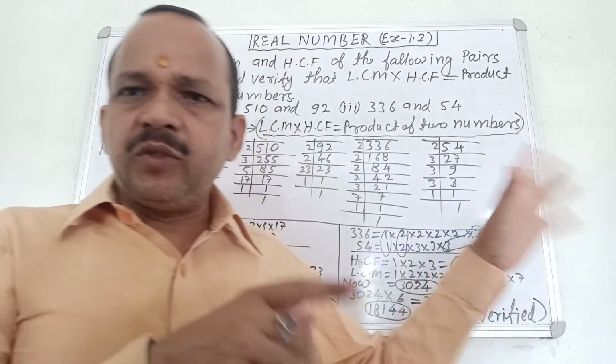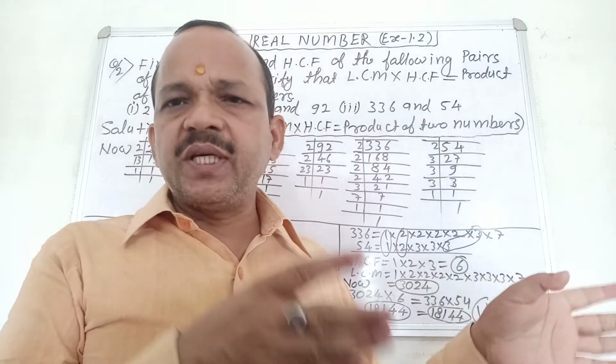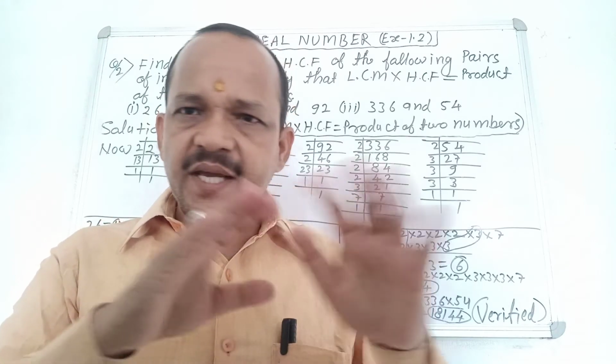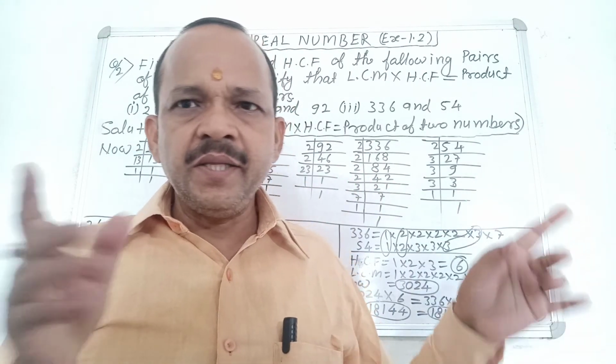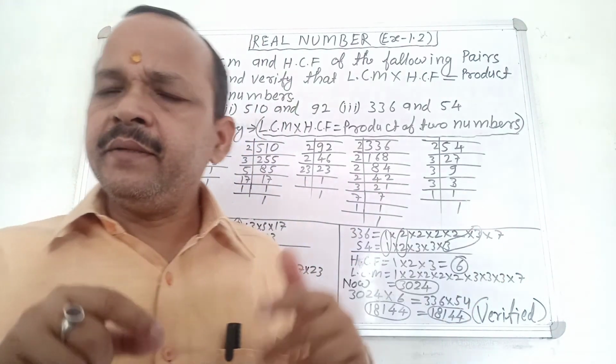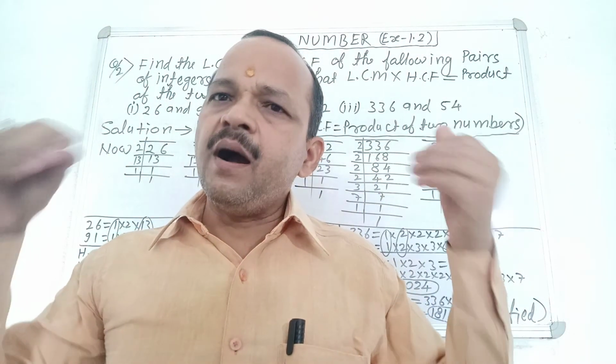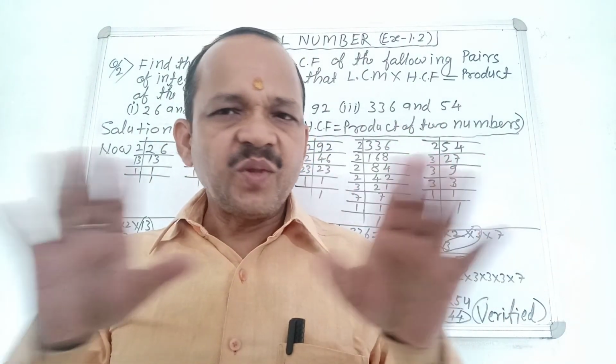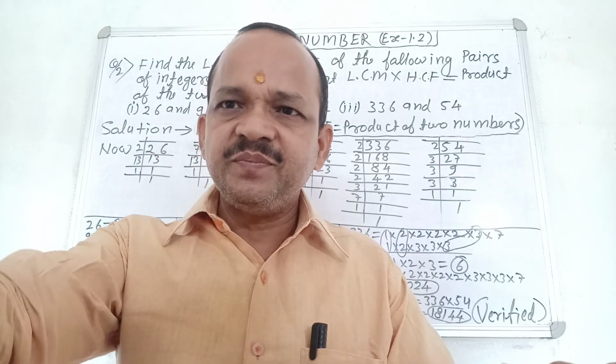Left side equal to right side. It means your solution is verified. Clear? No confusion. In this way you can find the solution of any question. Clear? No confusion? Very good.